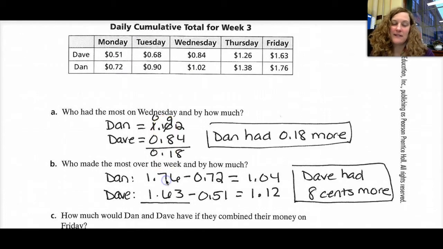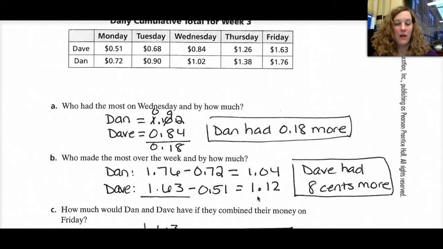So if you take Dan's $1.76, subtract out his 72 cents, then that leaves $1.04. That's how much he actually made that week. Where Dave had $1.63, subtract out the 51 cents, and that leaves the $1.12. So really, Dave made the most this week. He made 8 cents more than Dan because he had $1.12.